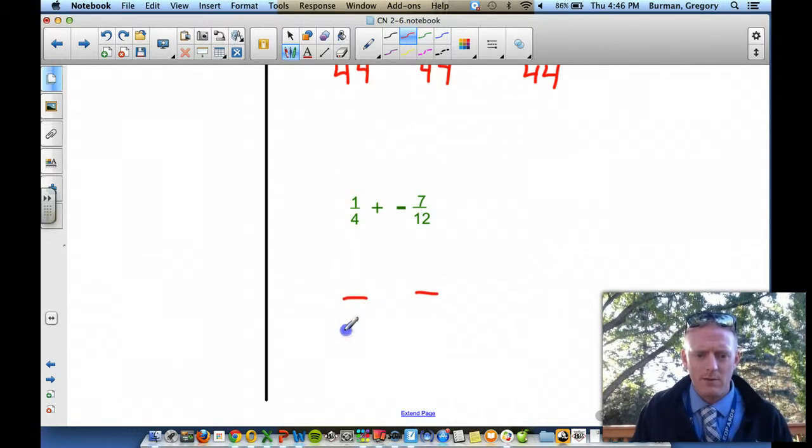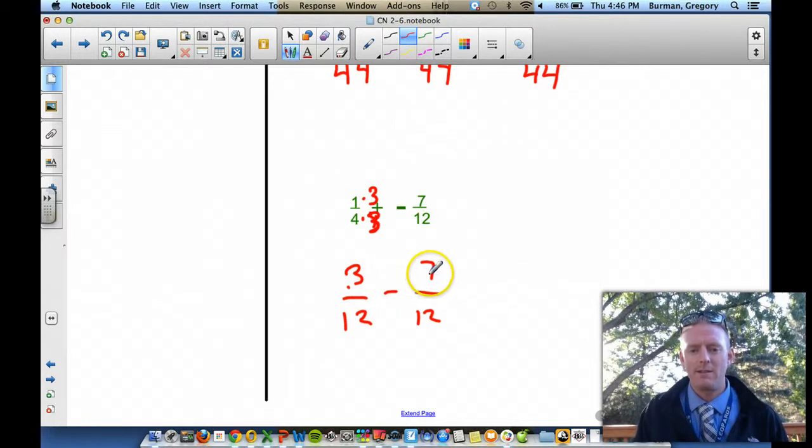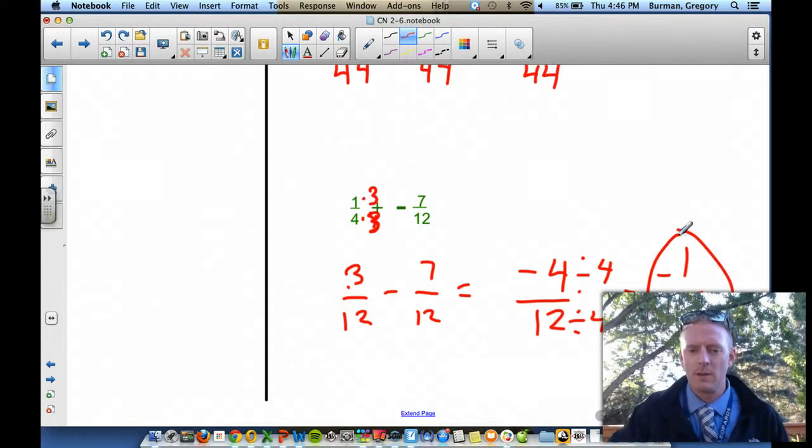Common denominator, 12. Times 3 got us to a 12. That's a 3. Times 3 got us to a 12, so my new top number is a 3. And this fraction was already a 12, so it stays exactly the way it was. 3 minus 7 equals a negative 4/12. Both 4 and 12 can be divided by 4. And we get a negative 1/3 for our official answer.